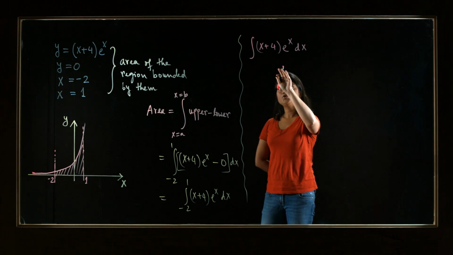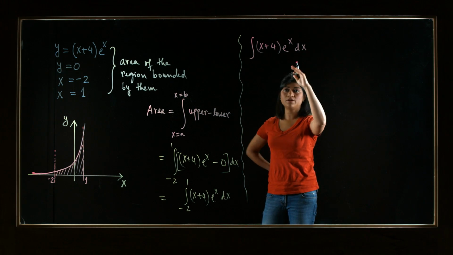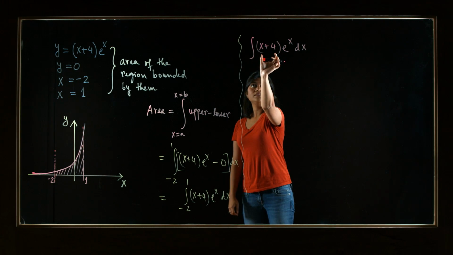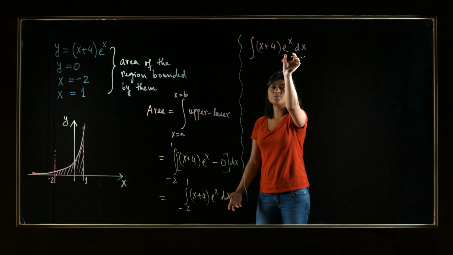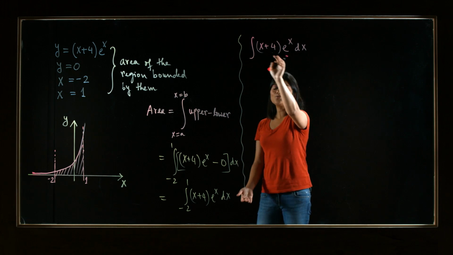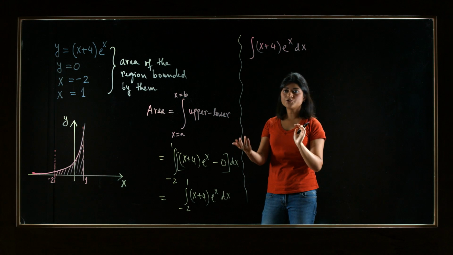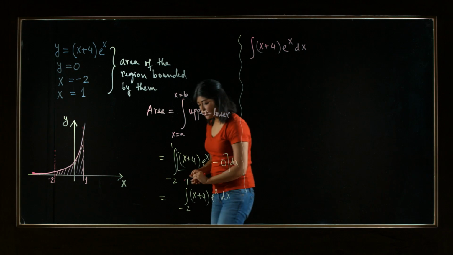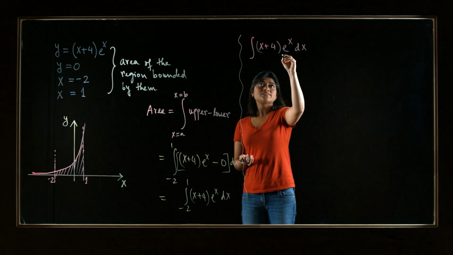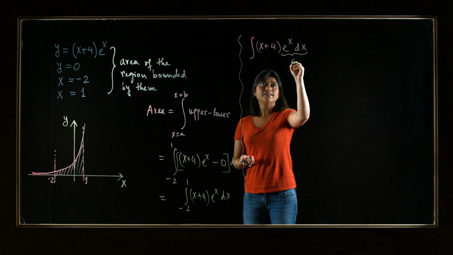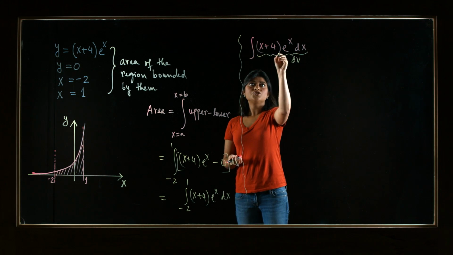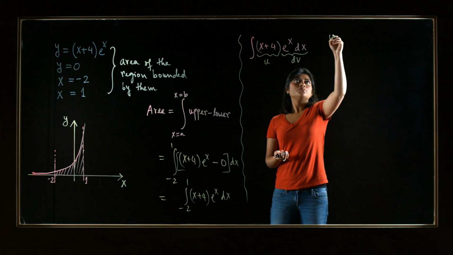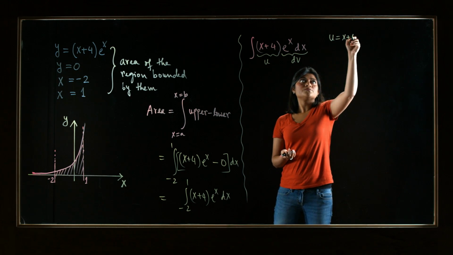So we have to choose our u and dv when we're applying integration by parts. Now there are two functions. One is this linear function x plus 4 and then an exponential function. Notice that either one can be differentiated or integrated easily. Now since e to the x you can integrate easily, let's choose e to the x dx to be dv, and let's choose x plus 4 to be our u. So u is x plus 4.